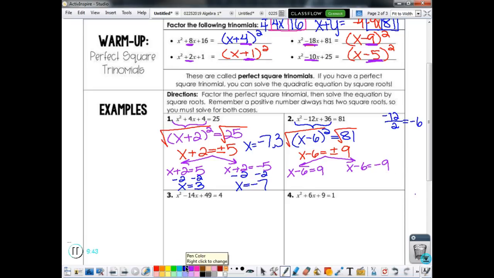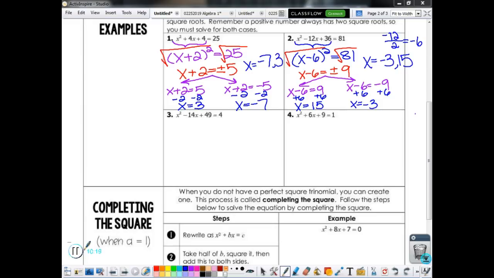Alright, so how do I solve for x? Add 6 on both sides, right? So this becomes 9 plus 6, 15, and then negative 9 plus 6, negative 3. So my two solutions are negative 3 and positive 15. Does that make sense? Okay, so try 3 and 4 out. 3 and 4.